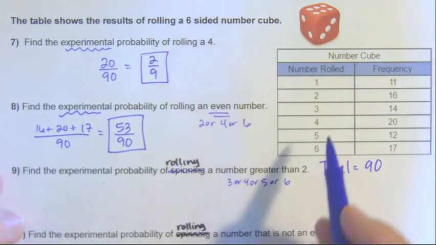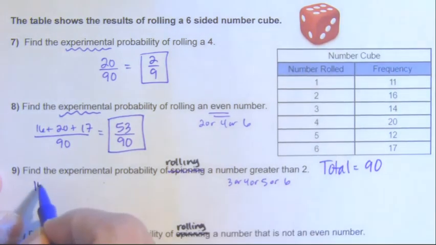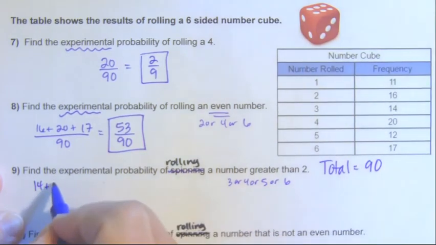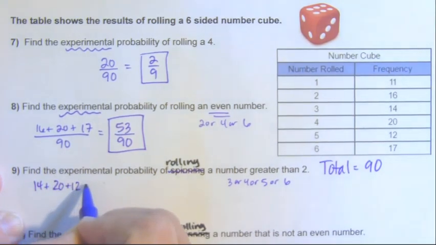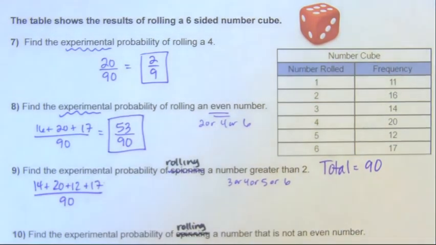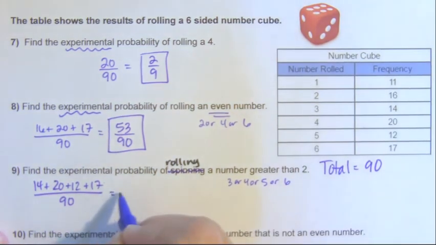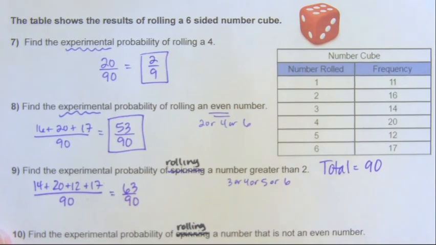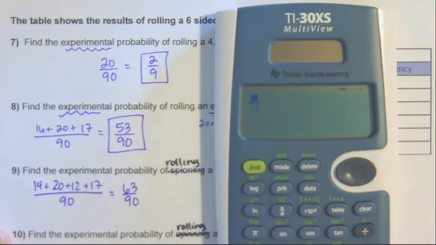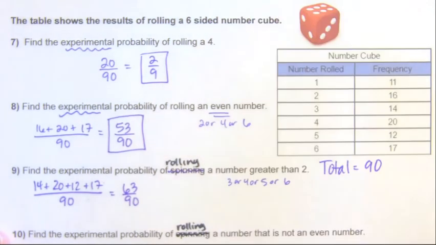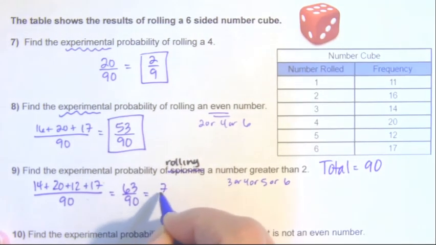So if I add those numbers up, I get a 3 14 times. Make sure you don't add 3, 4, 5, 6. You add up how many times you get those. So 14 plus 20 plus 12 plus 17 out of 90 gives me 63 out of 90. Always check to see if you can reduce these numbers. So if I check 63 over 90, if you're not good with your reducing, I get 7 out of 10.